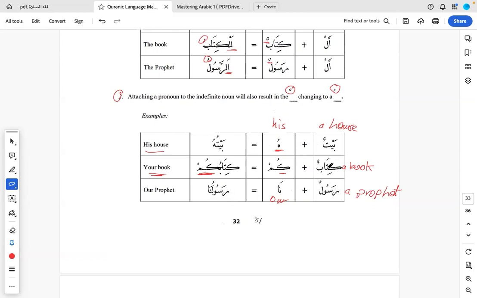So if I tell you, I have lost a book, I'm not specific. It's any book, and you're not sure which book I'm talking about. But if I tell you I have lost your book, now you know which book I'm referring to, and this means that it is a specific book in mind that both of us know.